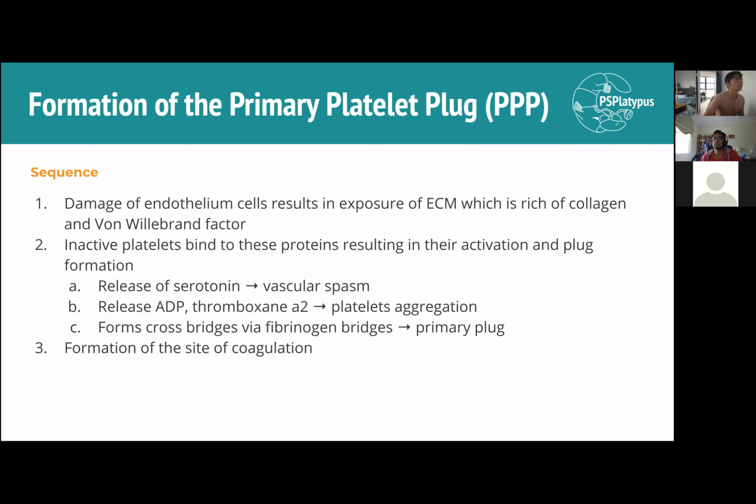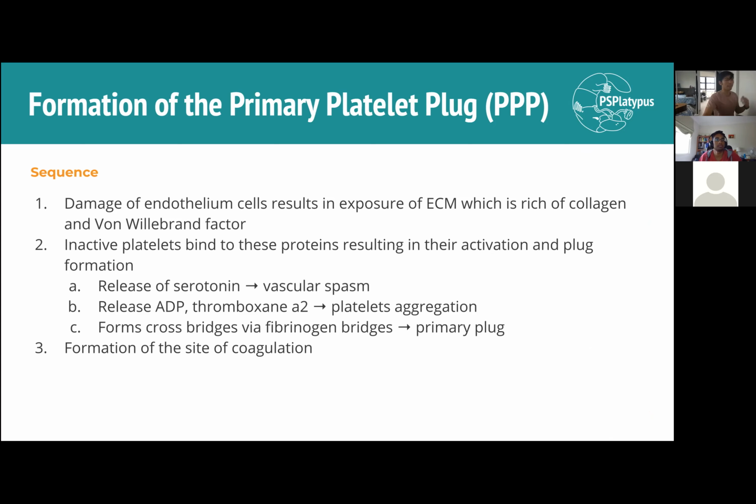So first and foremost, we have primary hemostasis, which is basically the formation of the primary platelet plug. The sequence in which this occurs is that the endothelium cells of your blood vessels are damaged in such a way that the ECM is exposed, which is rich in collagen and this factor called von Willebrand factor, which is produced by your fibroblasts. And that's why they're important in this.